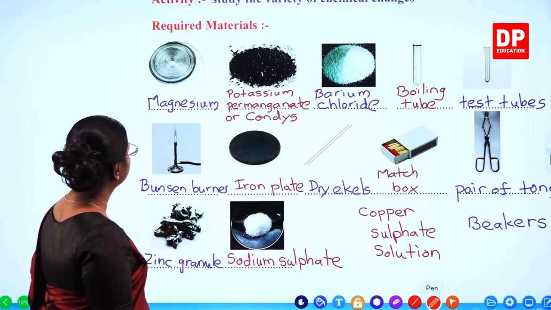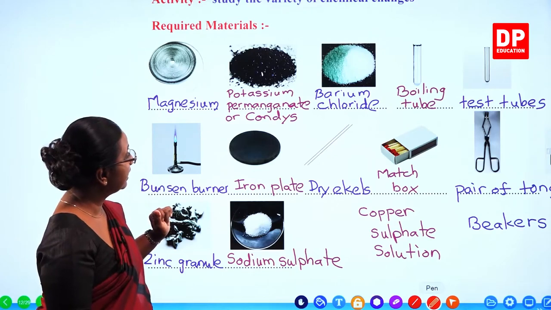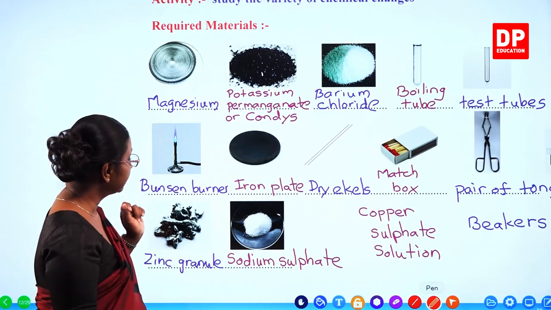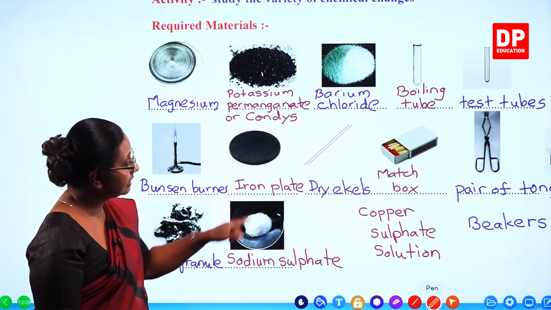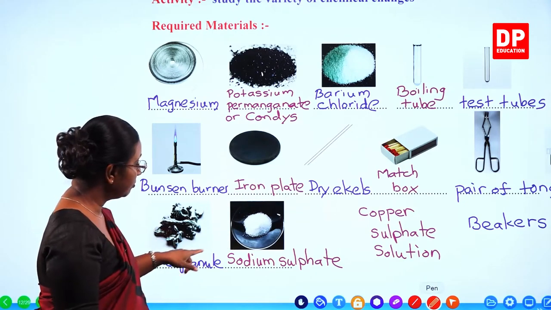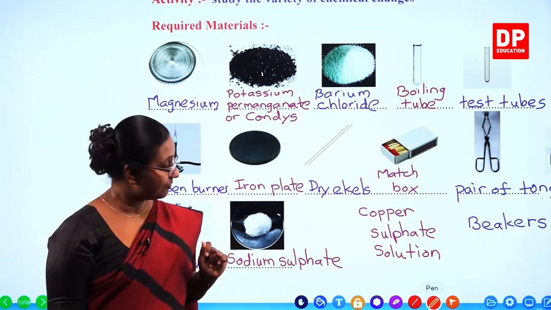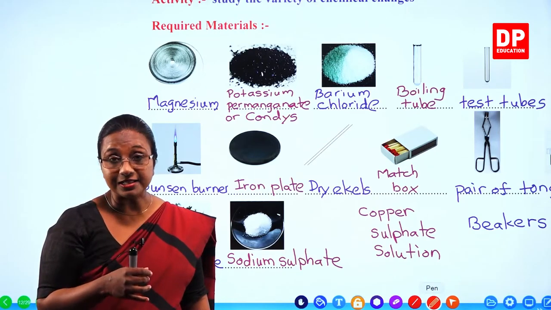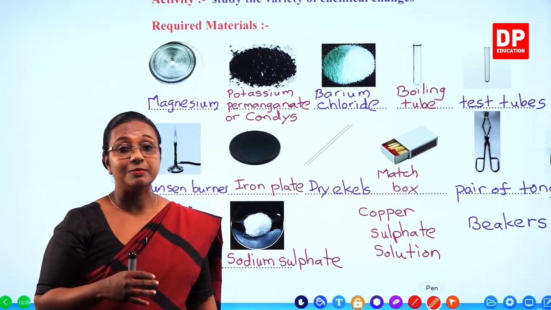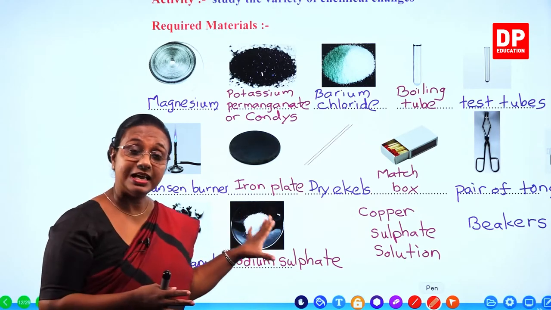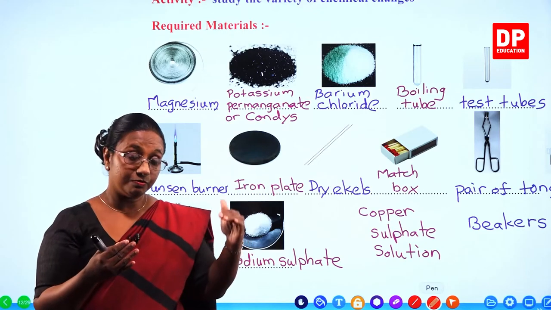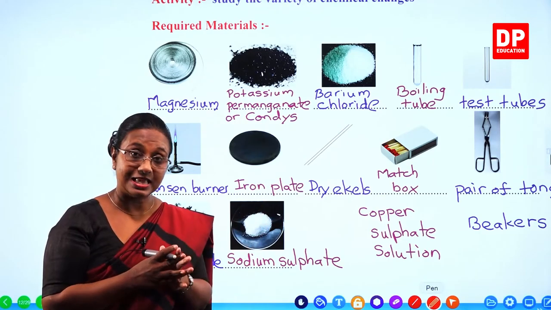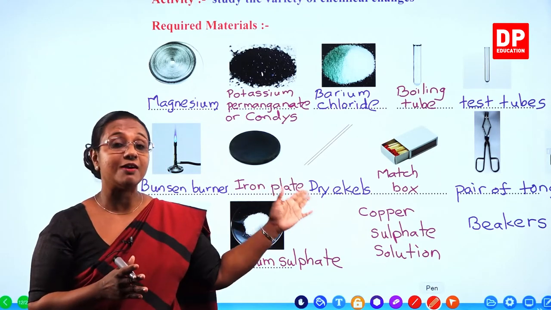So if we look at the materials: magnesium, potassium permanganate or condys crystals, barium chloride, then boiling tube, test tube, the Bunsen burner, iron plate, dry eagles, matchbox, pair of tongs, zinc granule, sodium sulfate. We will need copper sulfate solution as well as beakers. In addition to that, as I told you all, we will need other glassware as well, what is available in the lab. So these are the materials. Again, here also, students, four different reactions are observed during this activity. So I will move on to the next slide where we look at the method.